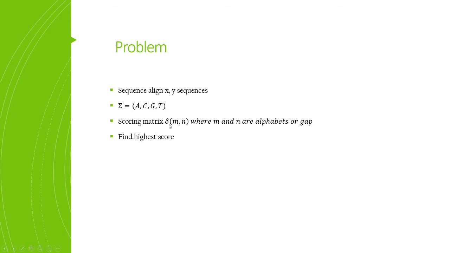The scoring matrix delta M comma N is given where M and N are alphabets using that same A, C, G, and T, and there may also be a possibility of a gap as an alphabet. So we have to find the highest score alignment between these two, and we have to find it in order mn time.